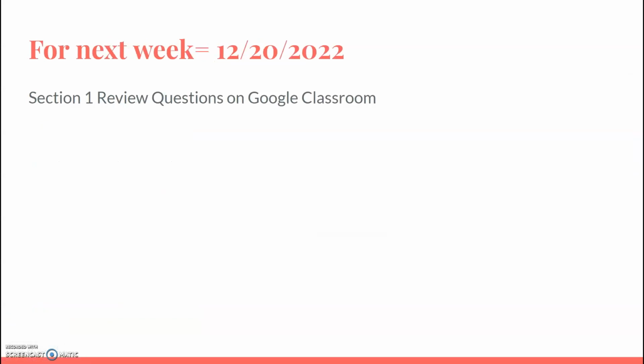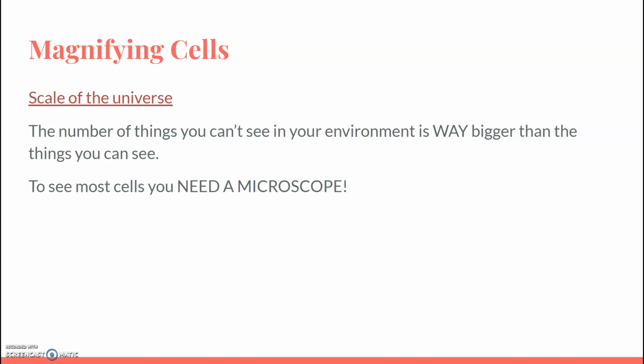And then I asked you to work on the Section 1 review questions on Google Classroom under cells. So today we're going to move on, get a little bit of new notes, and then I'll tell you what I'd like you to do. Okay, so we're still on our cells chapter, and today we're going to talk about magnifying cells and how people look at cells.